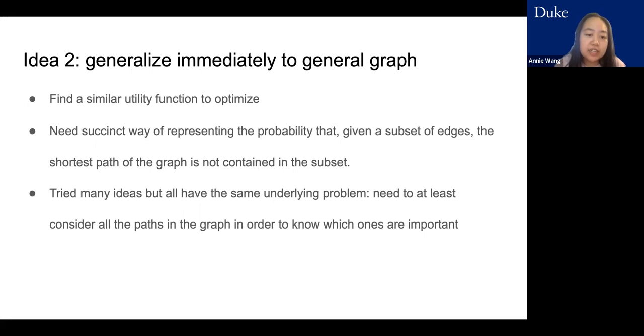We tried many ideas, but overall, we always had the same underlying problem, which was that in order to know which paths are important to estimate the probability that we have a good or short path, although we don't need to calculate the probability distribution for every single path in the graph, we at least need to know what all the paths in the graph are, or consider all of them, so we can factor that into our estimation. And doing this would take exponential time, which is not reasonable for our solution.